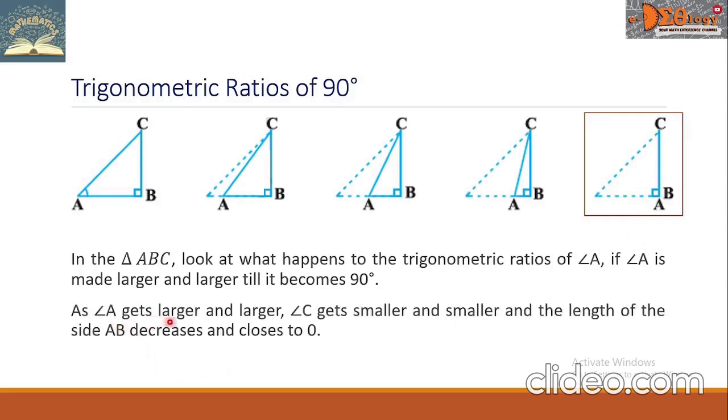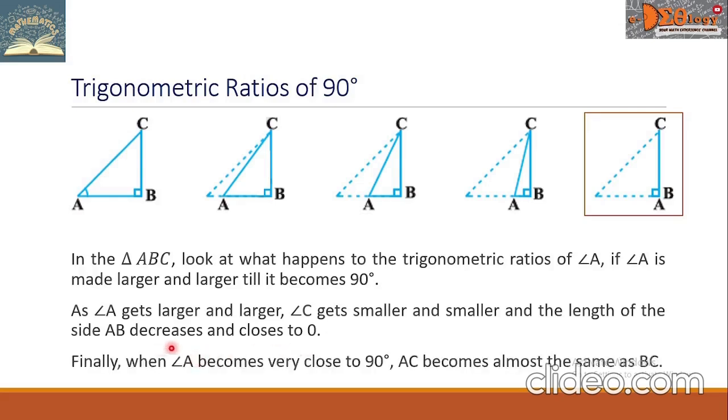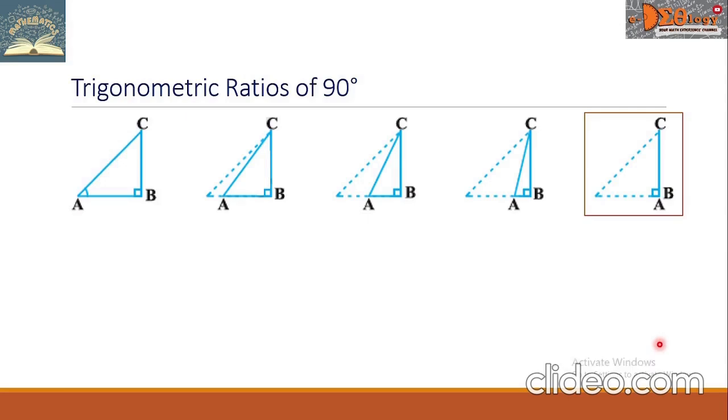As angle A gets larger and larger, the angle C gets smaller and smaller, and the length of the side AB decreases and closes to 0. Finally, when angle A becomes very close to 90 degrees, the side AC becomes almost the same as side BC. Now let us use our final figure to compute the trigonometric ratios of 90 degrees.